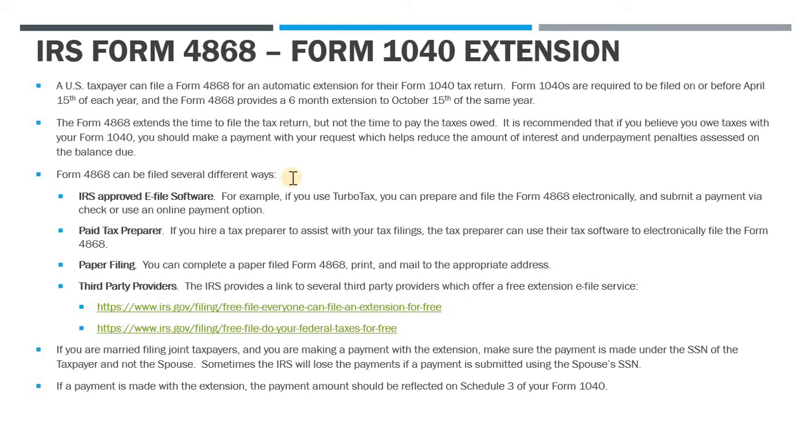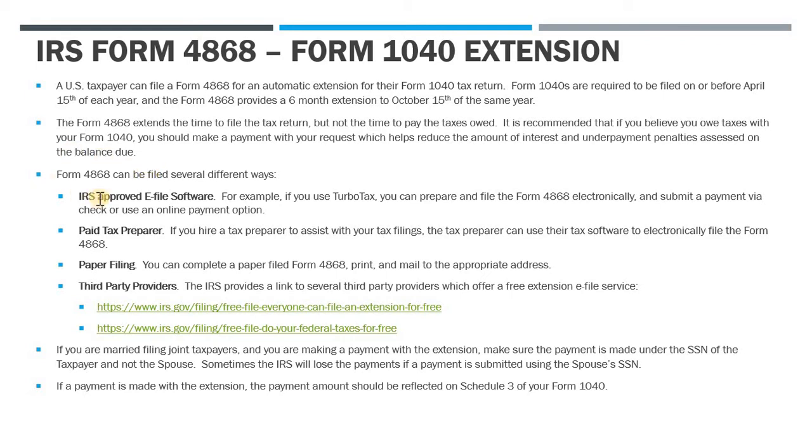Now, you can choose to file the 4868 and not pay anything, even if you owe the money. That's okay. You'll still get the extension request, but when you actually do file the return and pay the balance owed, the IRS is likely going to assess some interest and underpayment penalties. Okay, so very important to keep that in mind.